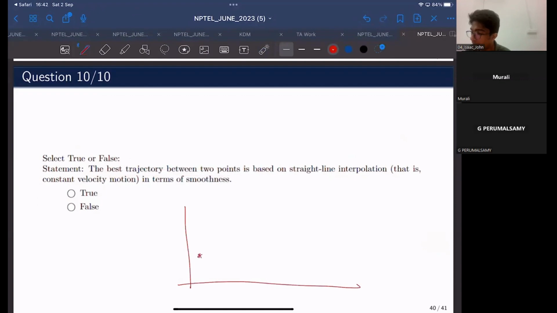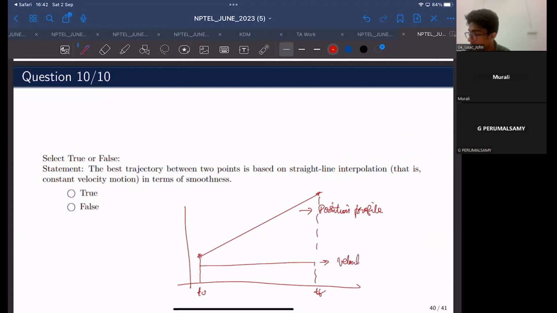So if you have one point and another point, in a linear direction, this is how you are moving. Based on a straight line, this is the position profile. This is t0, this is tf. And if you take the derivative, the velocity would be constant. This is the velocity profile. Because that's what the question says, right? Constant velocity motion.